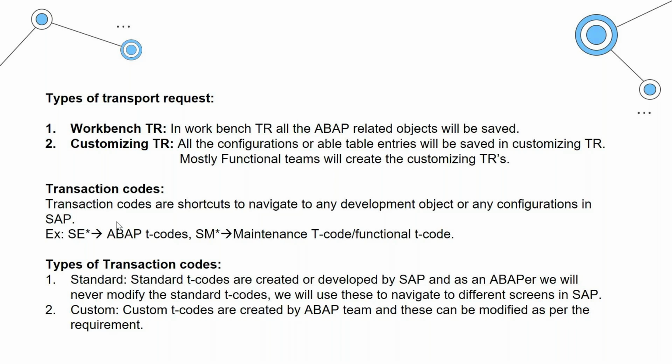Okay, that is a transaction code. Then, what are the types of T codes? I have two types of T codes. First is standard, second is custom.